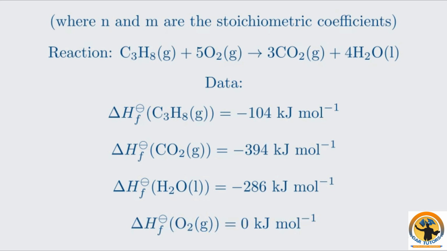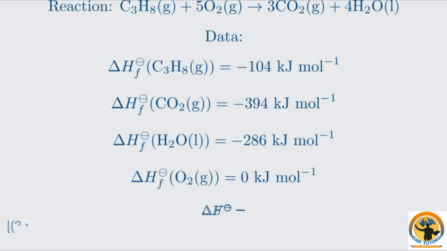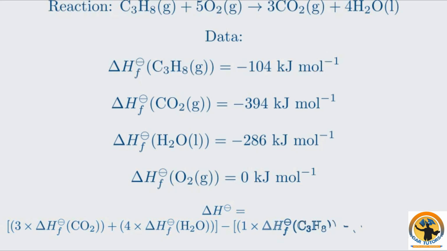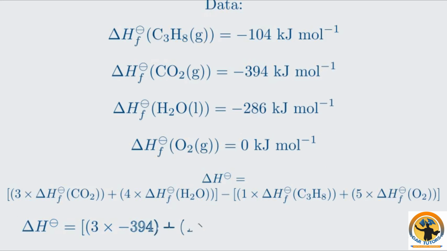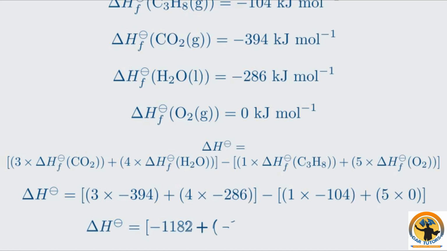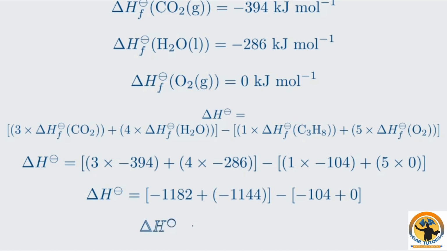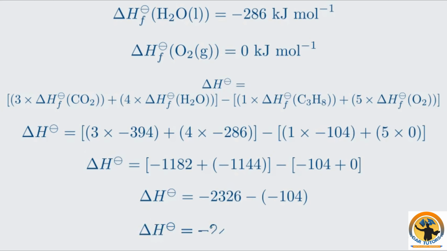Now we substitute these values into our formula. The products are 3 moles of carbon dioxide and 4 moles of water. The reactants are 1 mole of propane and 5 moles of oxygen. Plugging in the numbers, we get the sum of products minus the sum of reactants. This simplifies to -1182 minus 1144, all minus -104. So the standard enthalpy of combustion for propane is -2022 kilojoules per mole. This method is incredibly powerful for finding enthalpy changes of a vast number of reactions.